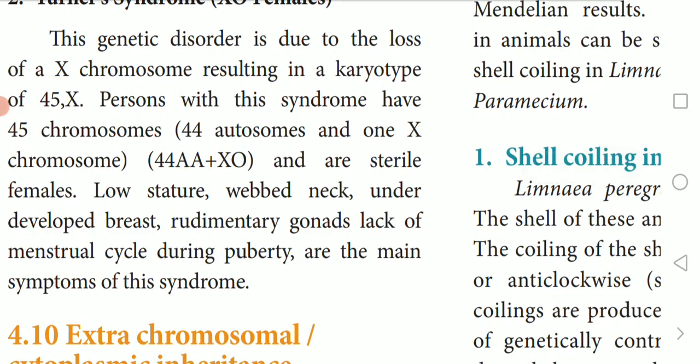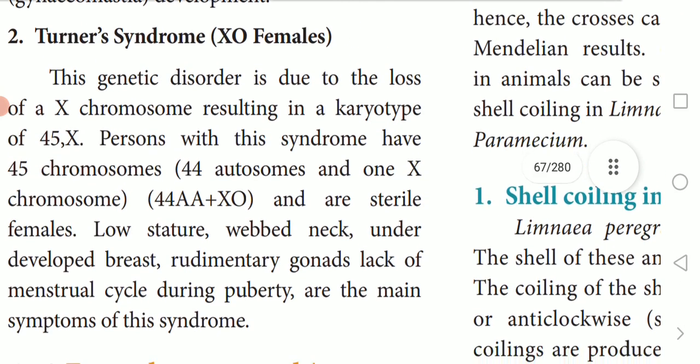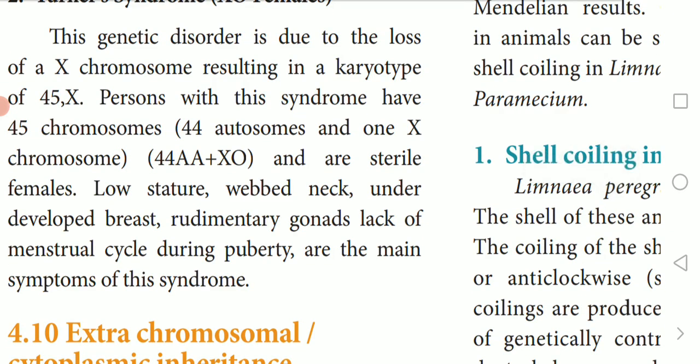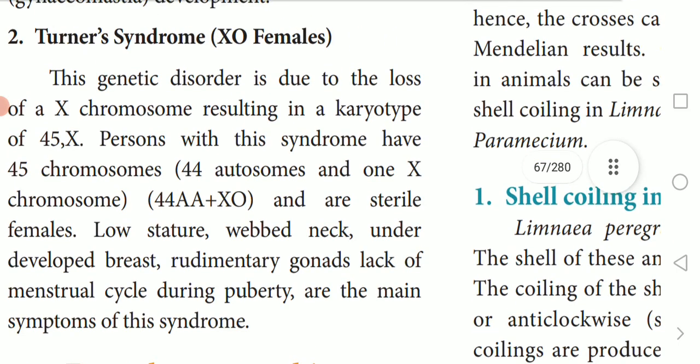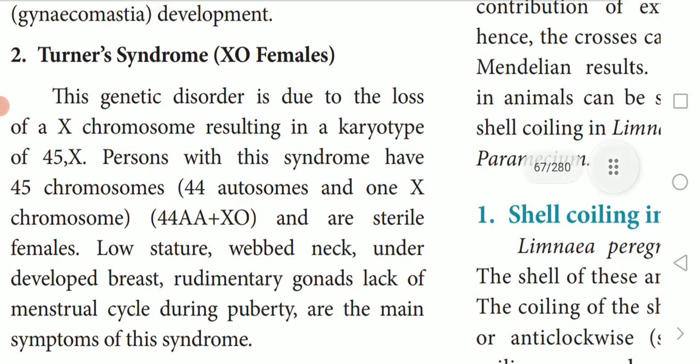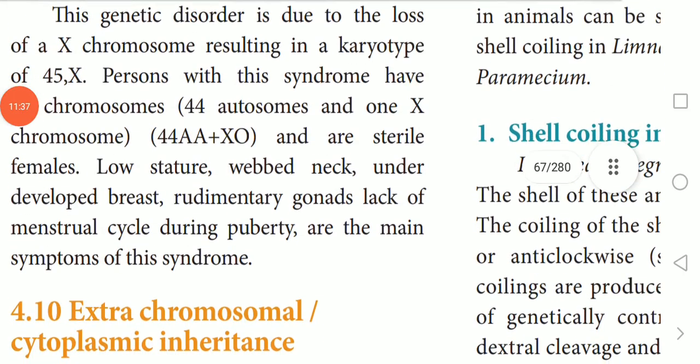They are sterile females. The main symptoms of this syndrome are low stature, webbed neck, underdeveloped breast, rudimentary gonads, and lack of menstrual cycle during puberty. Okay, just go through the allosomal abnormalities.